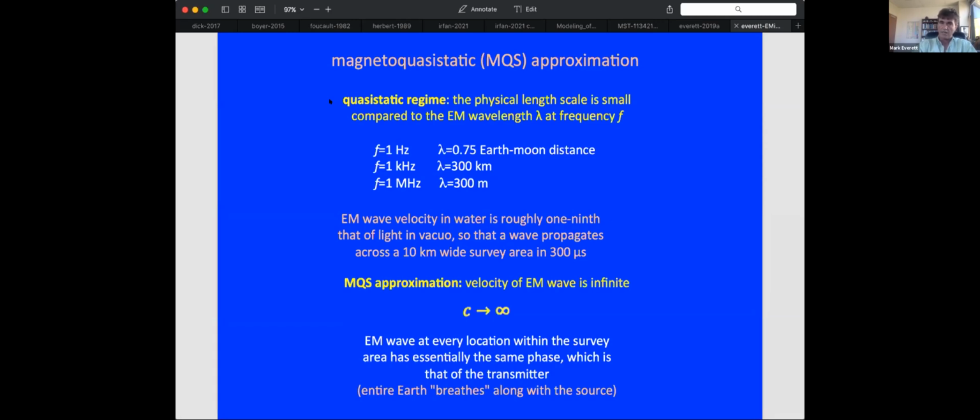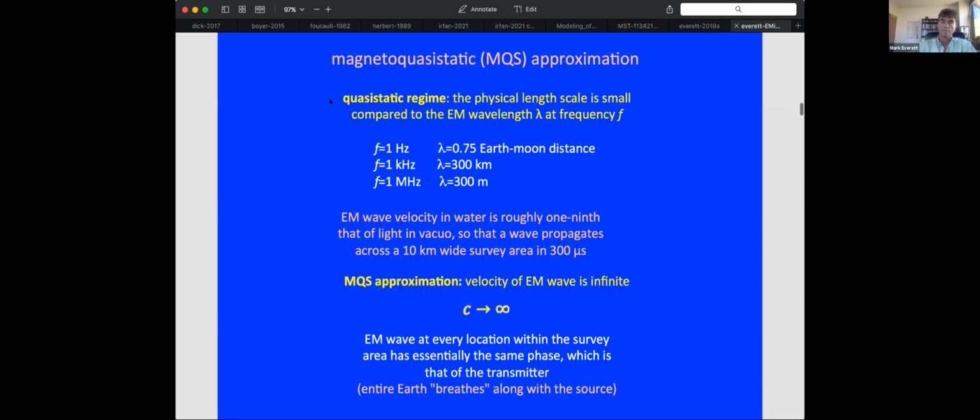This has some very interesting and profound implications that we're going to discuss. One of them is that the electromagnetic wave at every location within the survey area has essentially the same phase, because the wavelength is so large, which is the phase of the transmitter. In fact, the entire Earth in the limit as C goes to infinity is in phase with the source. So some folks have said that the entire Earth breathes along with the source.